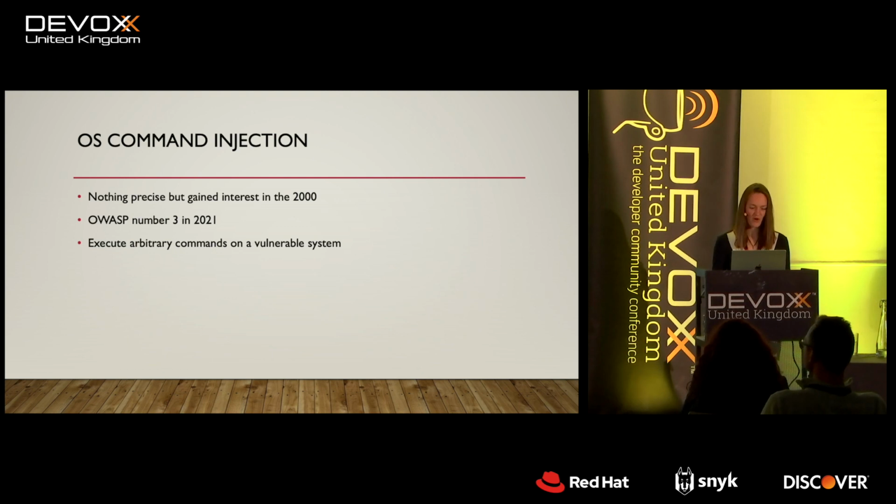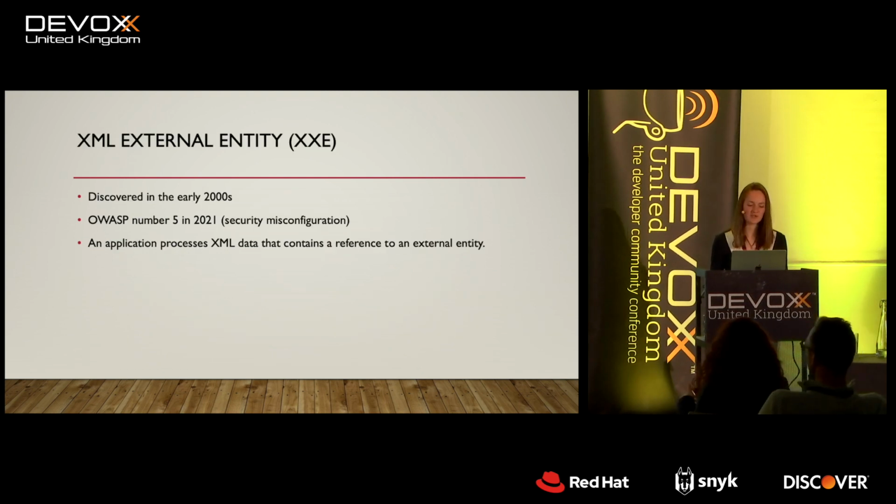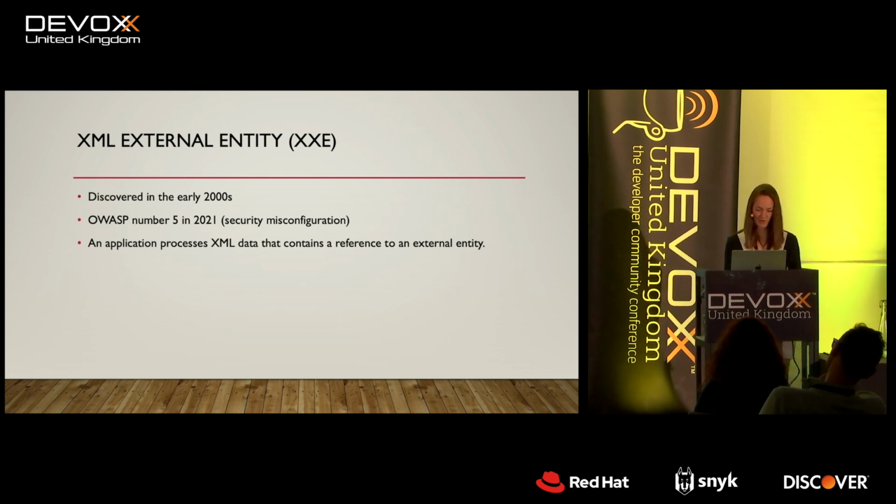So now, moving on to the last one we're going to see today, it's XML external entity. This one was also discovered in the early 2000s. It's number 5 on the OWASP top 10 list. It doesn't have a category on its own, it's mainly in the security misconfiguration category. So what is it about? It's about an application that is going to process XML data that contains a reference to an external entity.